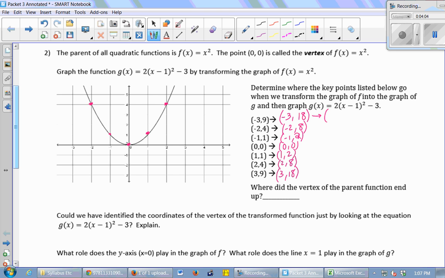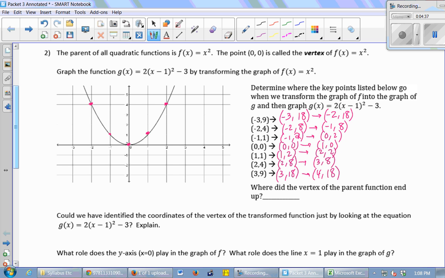So negative 3 plus 1 is negative 2. Negative 2 plus 1 is negative 1. Negative 1 plus 1 is 0. 0 plus 1 is 1. 1 plus 1 is 2. 2 plus 1 is 3. And 3 plus 1 is 4. Okay. So I added 1 to each x value. That moves the whole graph to the right one.